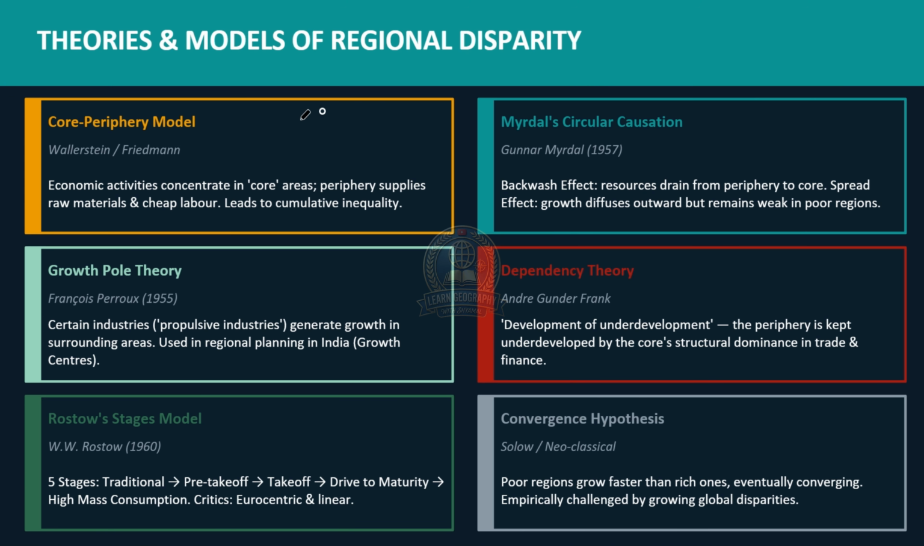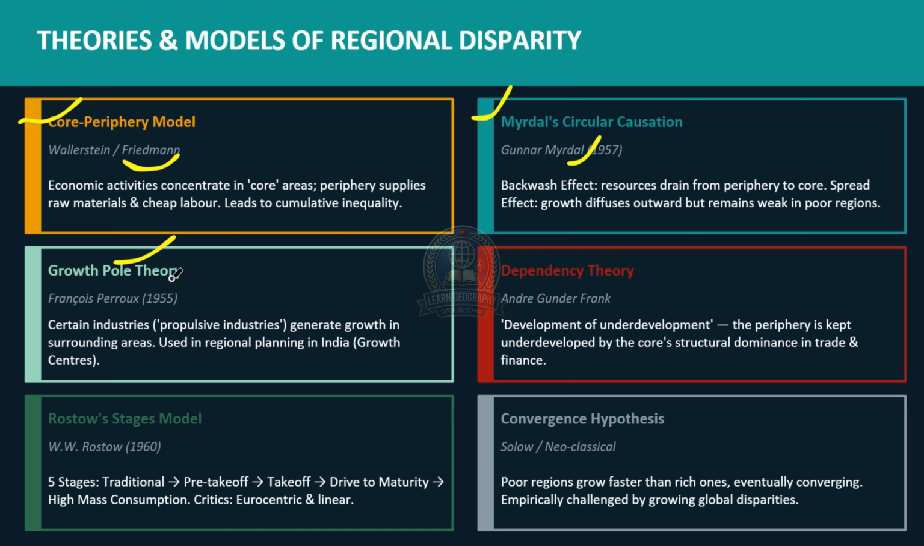Theories and models of regional disparity. Core-periphery model, Willamson and Friedman. Economic activities concentrated in core areas, periphery supplies raw materials and cheap labor, leads to cumulative inequality. Myrdal's circular causation, Gunnar Myrdal in 1957. Backwash effect, resources drain from periphery to core. Spread effect, growth diffuses outward but remains weak in poor regions.